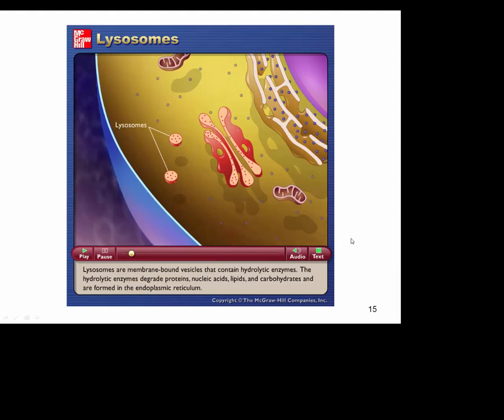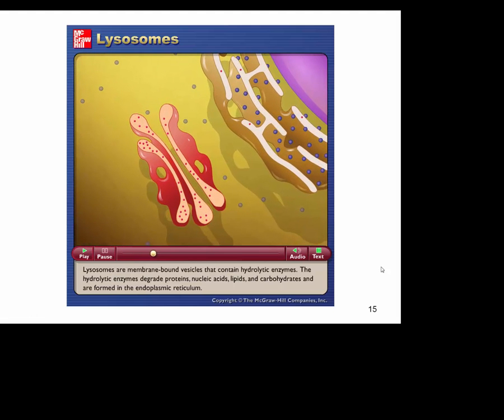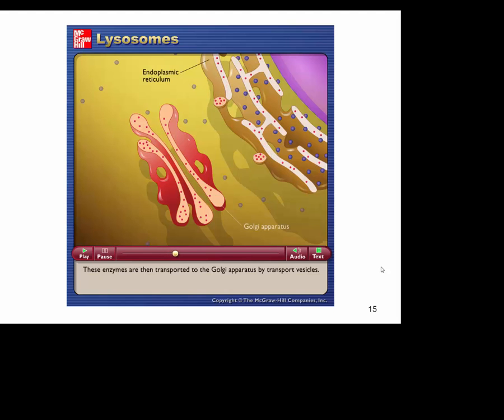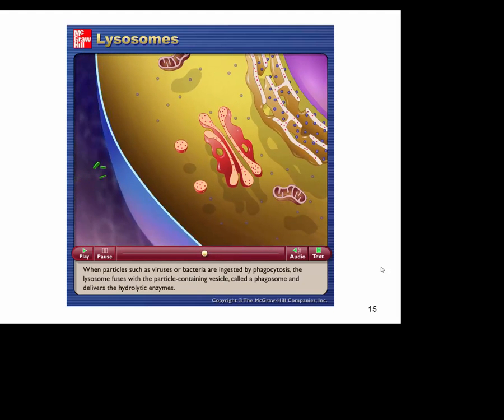Lysosomes are membrane-bound vesicles that contain hydrolytic enzymes. The hydrolytic enzymes degrade proteins, nucleic acids, lipids, and carbohydrates and are formed in the endoplasmic reticulum. These enzymes are then transported to the Golgi apparatus by transport vesicles. The lysosomes arise from the Golgi apparatus. When particles such as viruses or bacteria are ingested by phagocytosis, the lysosome fuses with the particle-containing vesicle, called a phagosome, and delivers the hydrolytic enzymes.